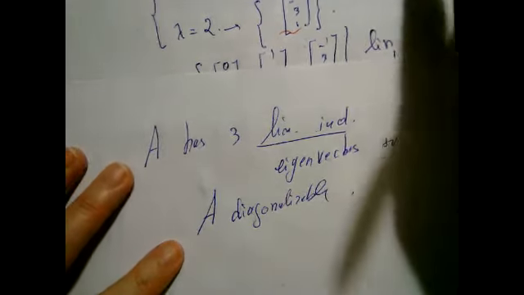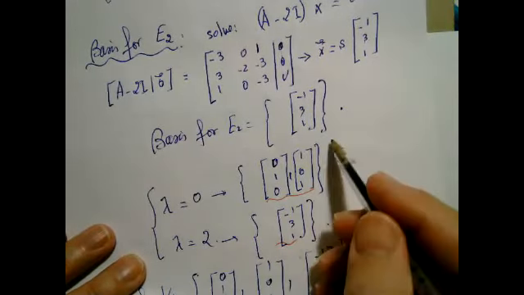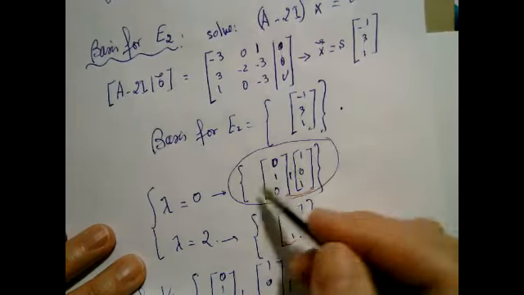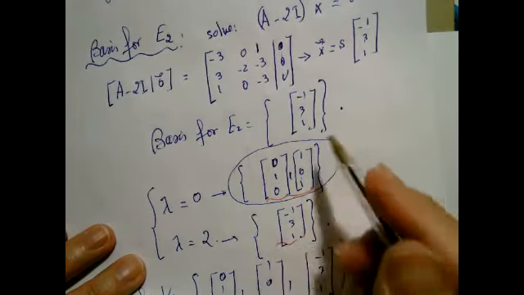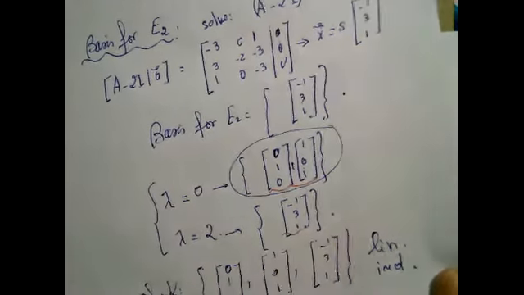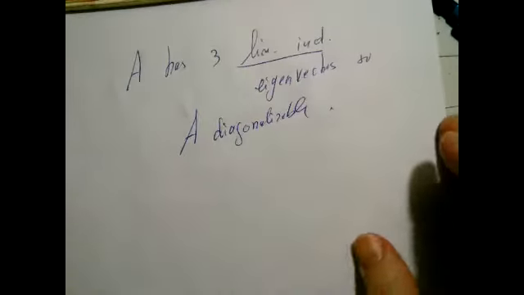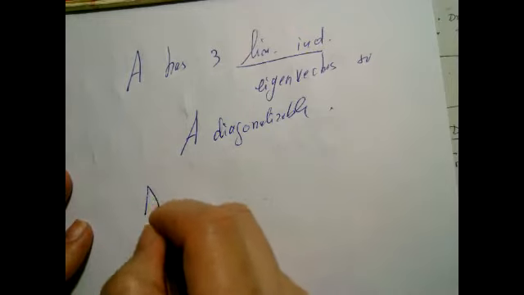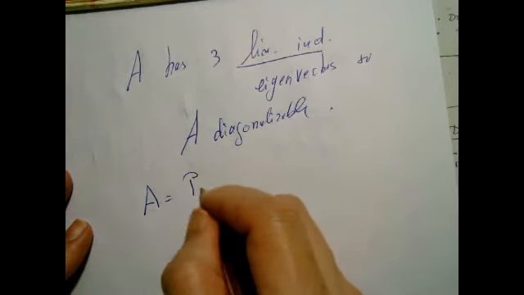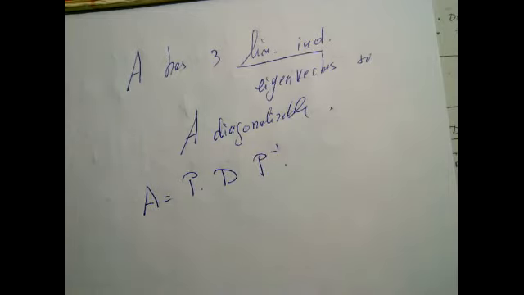So even though lambda equal to 0 was repeated, I was still able to find 2 independent eigenvectors that correspond to lambda equal to 0. And I picked another one from lambda equal to 2. It's easy to check that they are linearly independent. It means it is diagonalizable. So now let us diagonalize it clearly. I can write A as P times D times P inverse. I can actually break it up, and let us see what the P is.